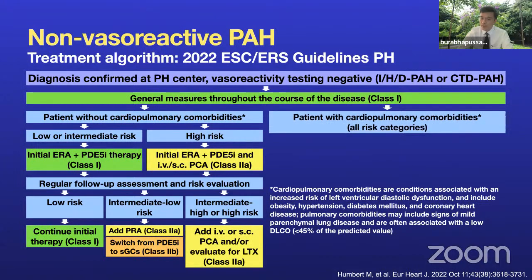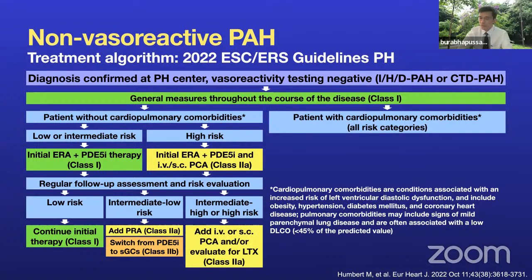And for patients with cardiopulmonary comorbidities, this is a non-classical PAH, which we see a lot in PH practice. They seem to all have a left heart phenotype, like hypertension, AF, obesity, or they probably have some kind of lung disease. This is not a classical PAH, but they have a pre-capillary phenotype too.